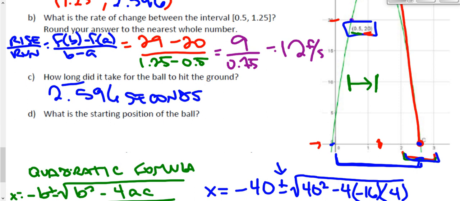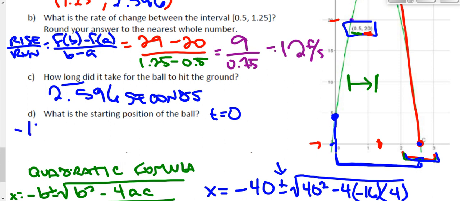And last but not least, what was the starting position of the ball? So that's asking for the starting height of the ball. Where did it begin? And if we take a look at my 0 time, that's my starting point. It looks like I'm near 5, but in order to be absolutely sure, I just want to make sure what happens when I plug 0 into my equation. So that's going to be time equals 0. So if I look at my function, it looks like 5, but looks can be deceiving.